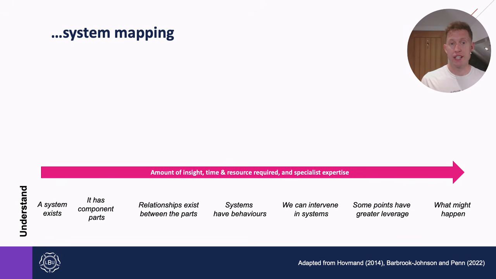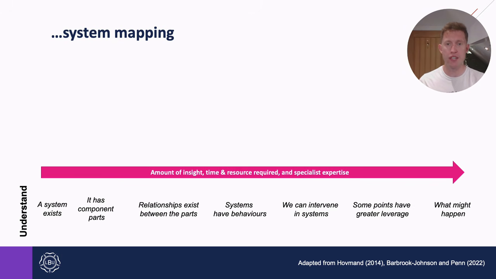Systems mapping techniques are one of the approaches that can help us to do that. Each of these different techniques or methods can help us to understand various things about a particular system and where we might be able to intervene within it. Now, some of the methods, more to the left-hand side of this spectrum, they help us to understand that a system exists, that it's made up of multiple component parts, and that there are relationships between those parts.